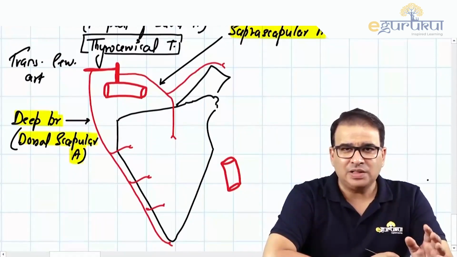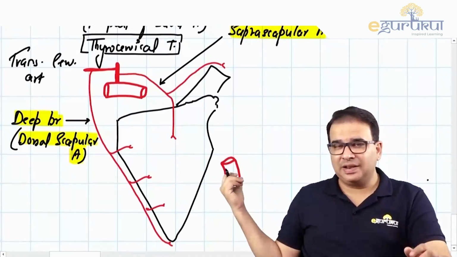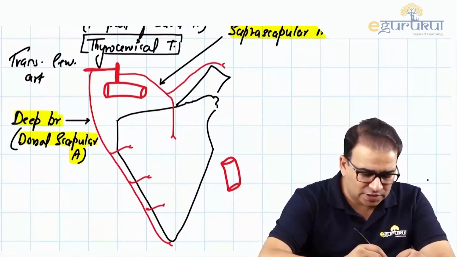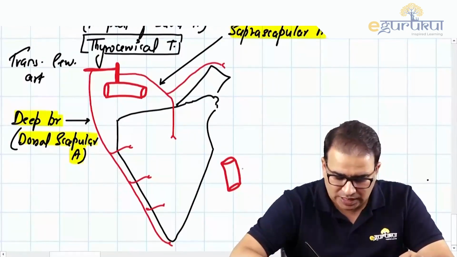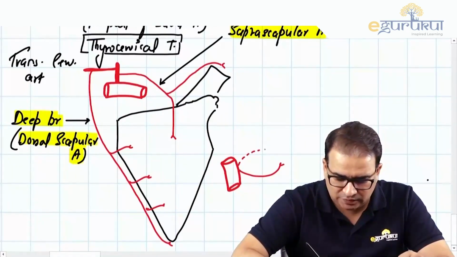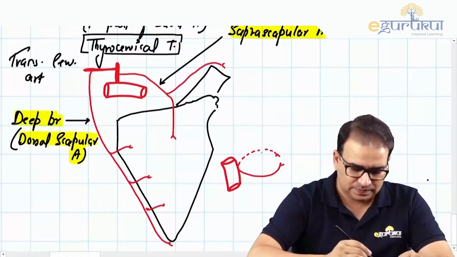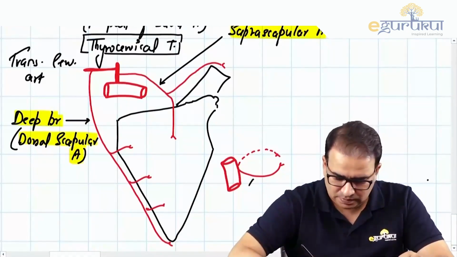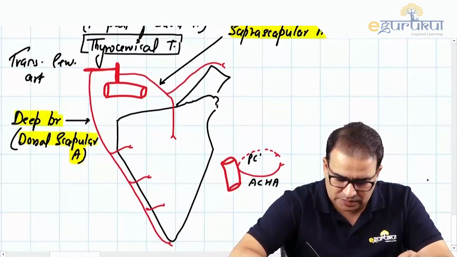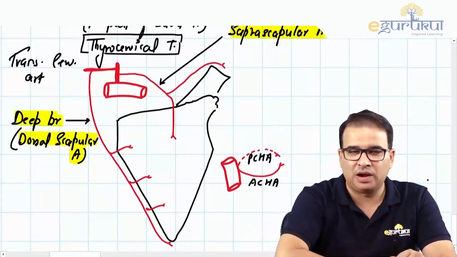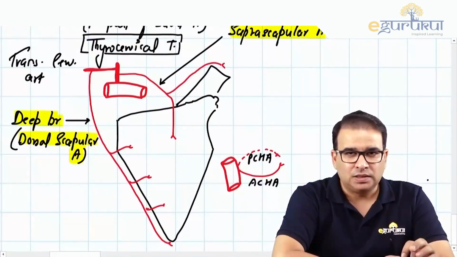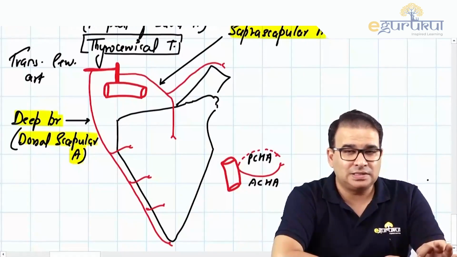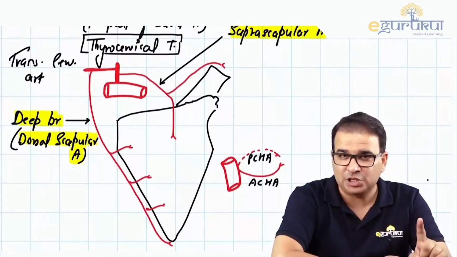Okay. Now it's time to look at the third part of axillary artery. Now you already know the branches from the third part of axillary artery include an anterior circumflex humeral artery and a posterior circumflex humeral artery. Let me go with that first. This is ACHA and this is PCHA, posterior circumflex humeral artery. Now out of these two, the one which is participating in the anastomosis around the scapula is PCHA, not ACHA.